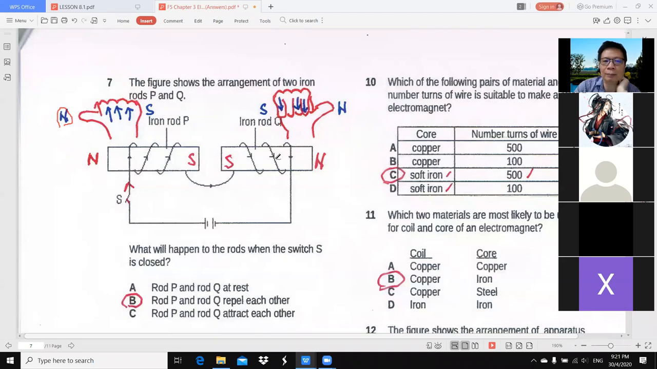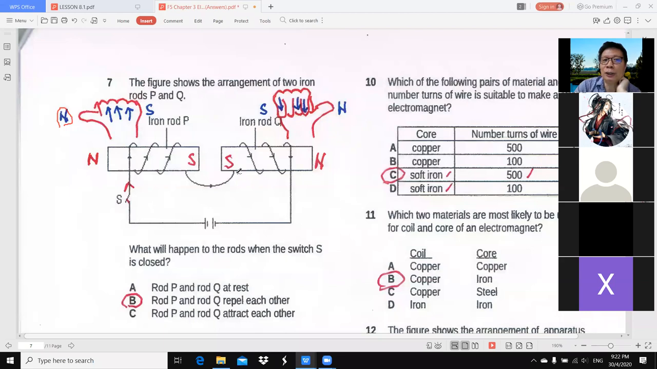Then on this side, the current comes down. So now you have to hold this way. Your hand holds this solenoid like this. Why like this? Because the fingers now go down, right? Because the current goes down, your fingers must be like that. Follow this one, then your thumb points here. So here is north, here is south. Understand?